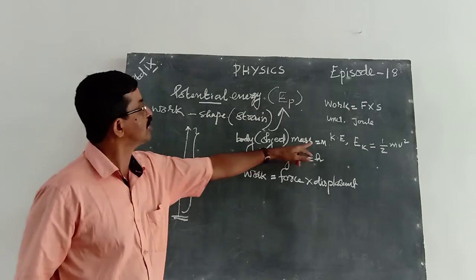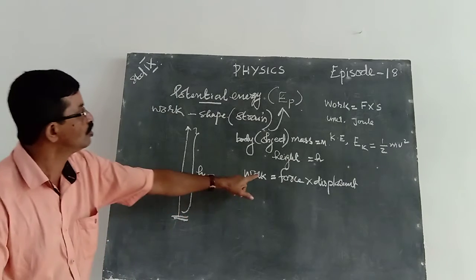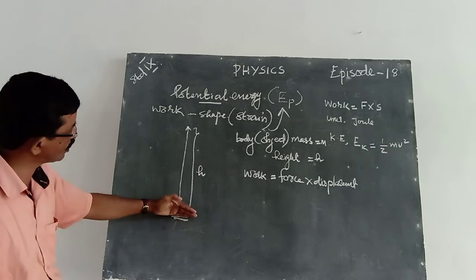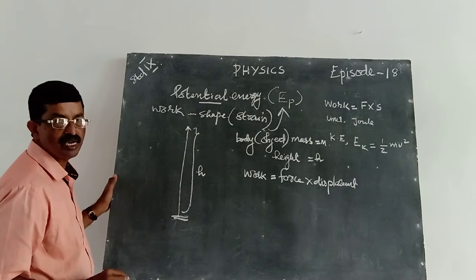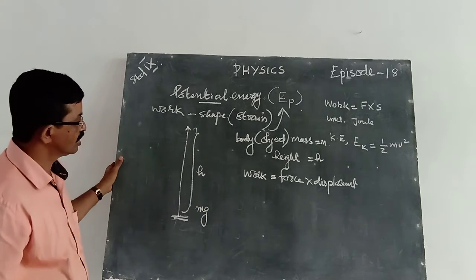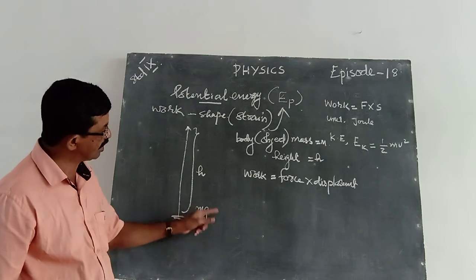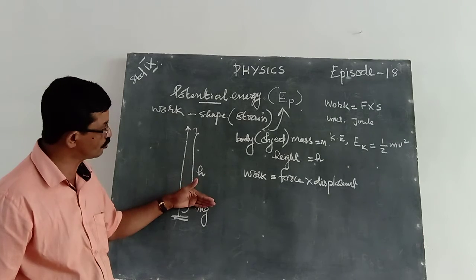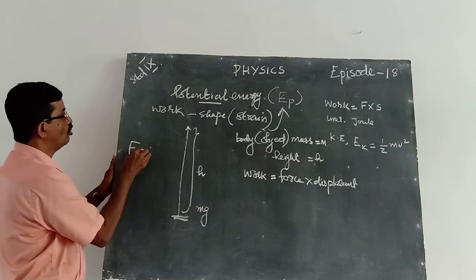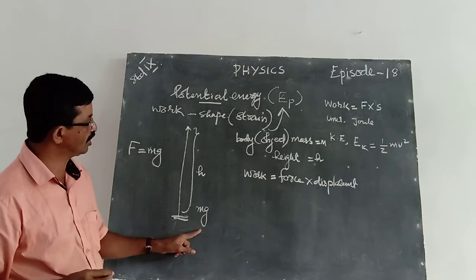Here we took the body of mass M. We know work is force into displacement. The force here is the gravitational force; for a body of mass M, the gravitational force acting is mg. To lift this body of weight mg, we should apply an equal amount of force upward. So the upward force applied, F, is equal to mg, which is equal to the gravitational force or weight of the body acting downward.